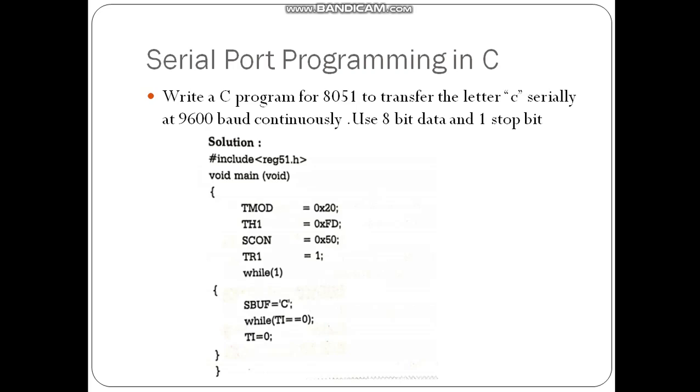So write a C program for 8051 to transfer the letter C serially at a baud rate of 9600 continuously. Use 8-bit data and 1 stop bit. So remember, for serial port communication programming, you need to load a few registers. That is, the TMOD register has to be loaded. Then, since it is mentioned that the baud rate is 9600, TH1 value is 0xFD.